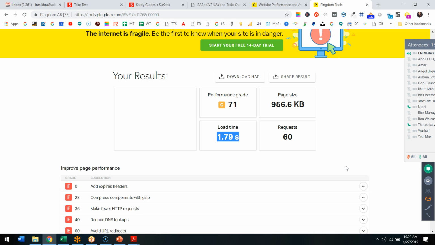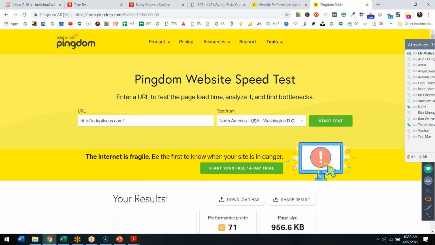Maybe over time the solution performance degrades for some reason, and then it actually crosses the 2 second limit, which means we have to go back and do some work on our side to bring it back to 2 seconds. Okay, but this is only one page that you are seeing.